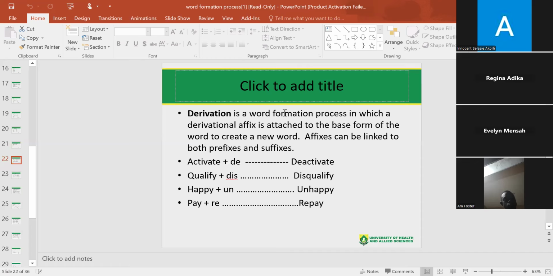We can have a process called derivation, which comes from the word derive, to derive something. You want to derive a word by adding a prefix or suffix to the original word. So activate, you can add a prefix, so you can have deactivate. Qualify, you can have disqualify, happy, unhappy, pay, repay.